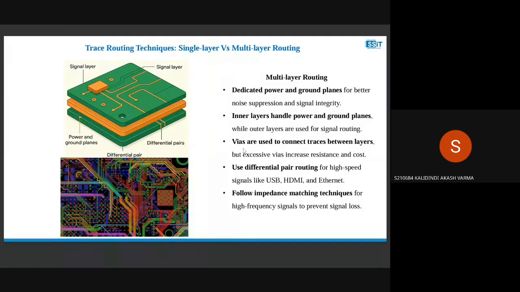And the second thing is vias. Vias are nothing but connecting factors. Vias will be used to connect from one layer to another layer. If we take a single layer, all the components and all the tracks will be on only one side. If you go for the back side, see, let me turn on my camera.